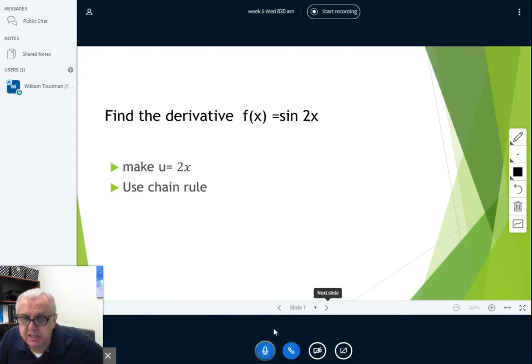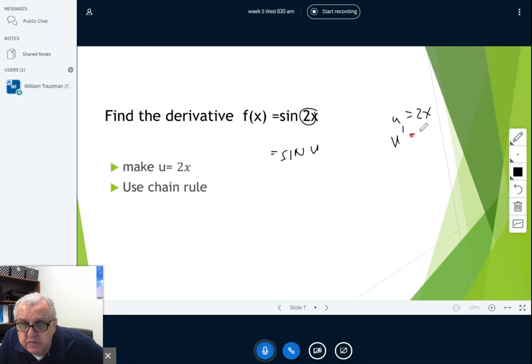Sine 2x. I hated that they're telling us what u equals. I know how to take the derivative of a sine. So we're calling this sine u. U equals 2x. If u equals 2x, then the derivative of u equals 2. So here's my function, and with respect to u, if I take the derivative of that, the derivative of sine u is cosine u.